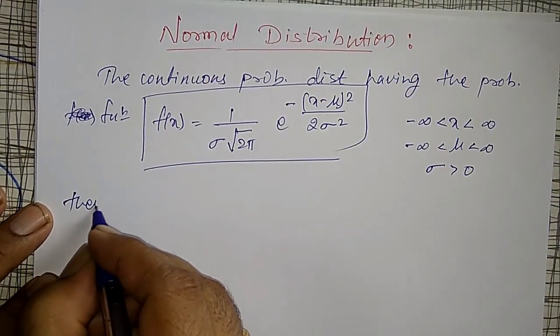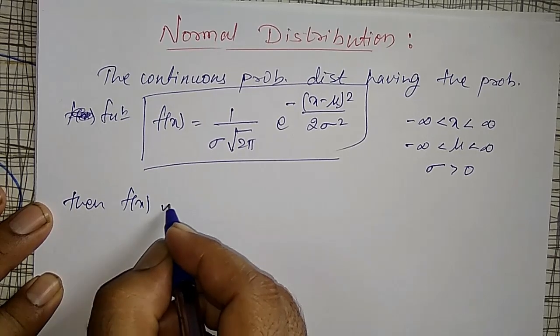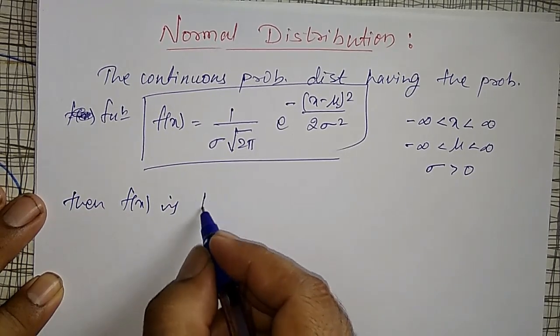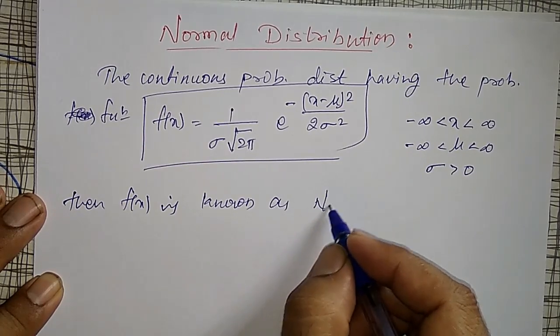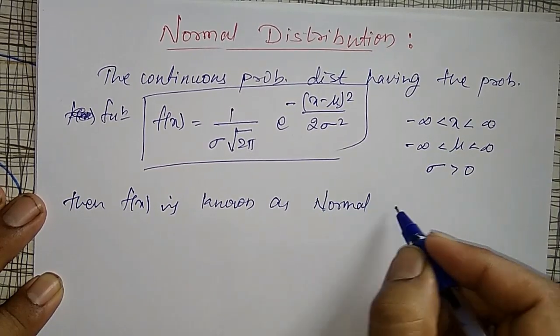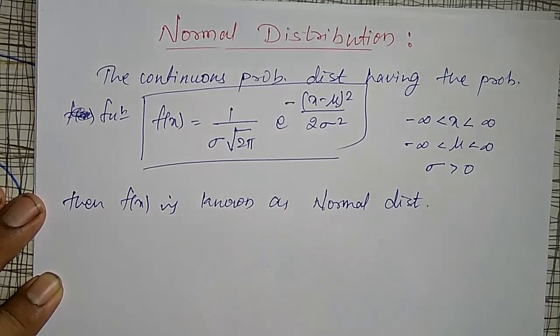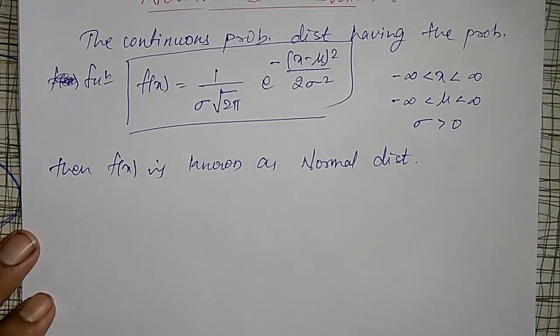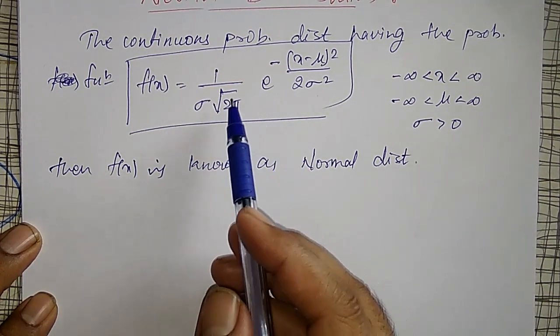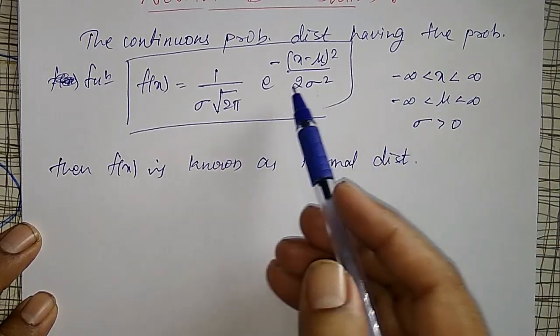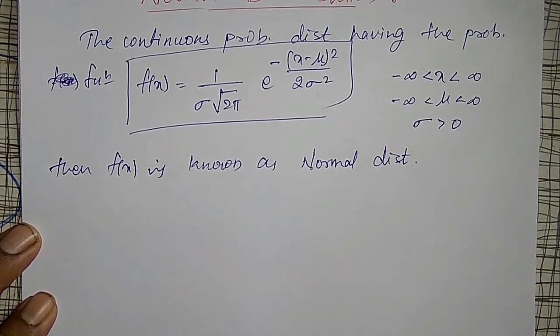Then f of x is known as the normal distribution. And this integration, if you are integrating, and I can show that integration, this is greater than or equal to 0, and the integration from minus infinity to plus infinity is also equal to 1, I can prove. Therefore this is a normal distribution function.